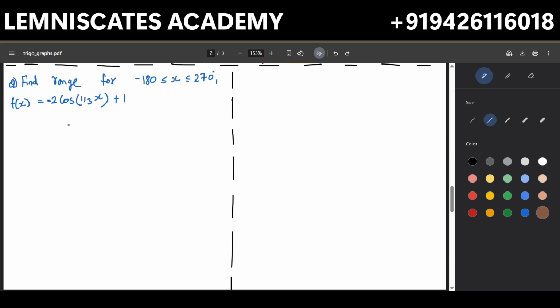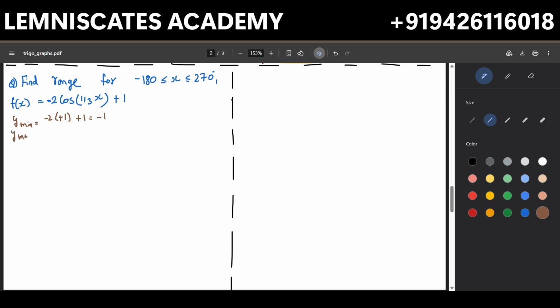So for the next question, the function is minus 2 cos of 1 by 3x plus 1, and we need to find the range in this domain. Now in just 360 degrees, we know that there is only 1/3 of the cycle. One cycle is not completed. So let's say if you find the y minimum over here, y minimum will be minus 2, minus 1, or I would write plus 1 over here because it's a minus 2. So the minimum value is minus 2 plus 1, minus 1.